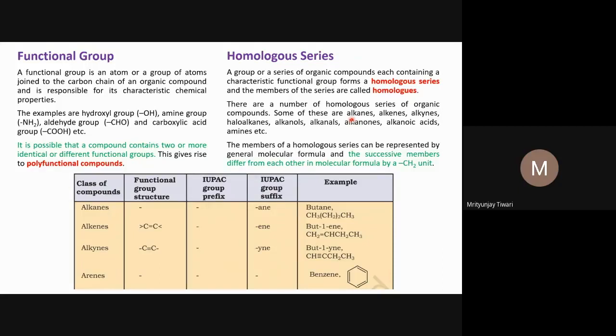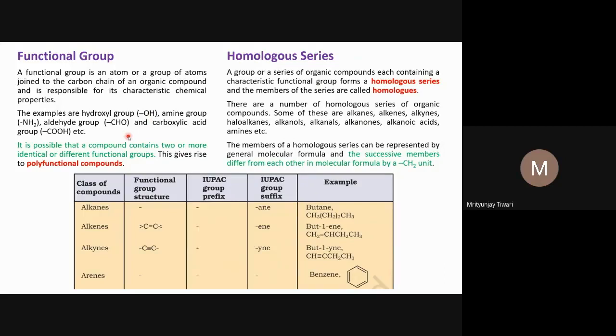In the successive members of a homologous series, there is a difference of a CH2 unit. The first member differs from the second member only by a CH2 unit, and the second member differs from the third also by just a CH2 unit. Please remember that one functional group can occur multiple times in an organic compound, or there can be more than one functional group at different positions. Such compounds are called polyfunctional compounds. So an organic compound can be monofunctional or polyfunctional.